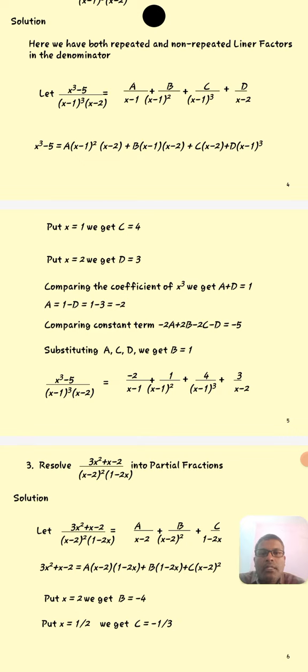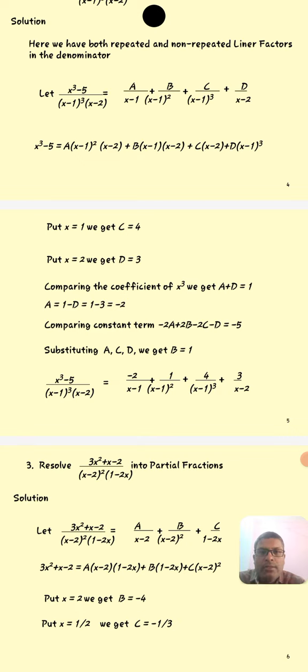Comparing constant term. Before that, we have seen comparing the x cube terms. Now comparing the constant term, we get minus 2a plus 2b minus 2c minus d is equal to minus 5. Here substituting a, c, d, we get b is equal to 1.